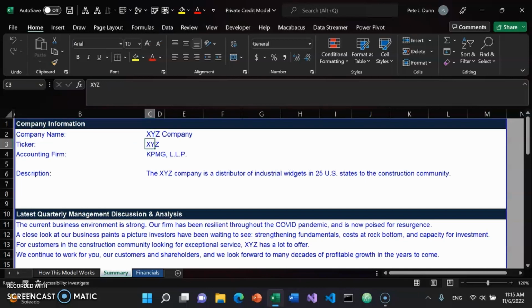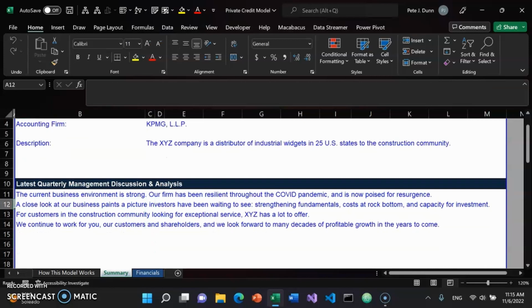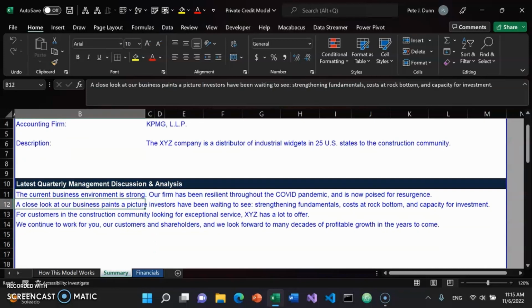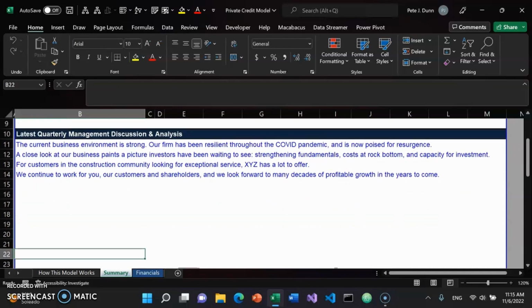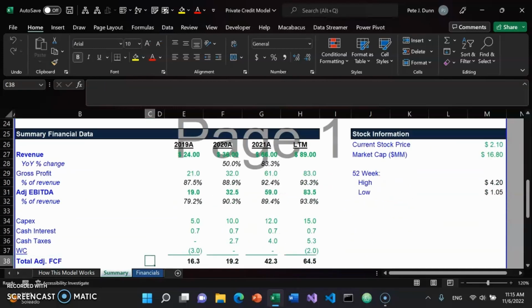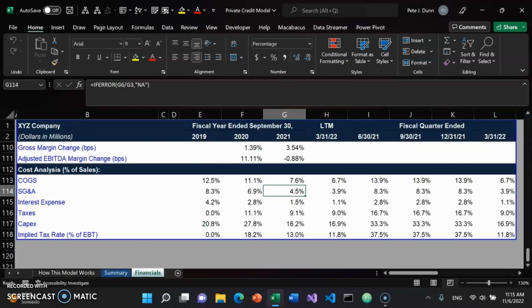The company is XYZ company. Let's say the accounting firm was KPMG. XYZ is a distributor of industrial widgets to the construction community in 25 states. Let's say you would just take the quarterly MD&A out of the 10Q. And then finally, I have these summary statistics. These are where the green numbers come in because they're referencing the financials tab, which I just showed you, this previous tab.